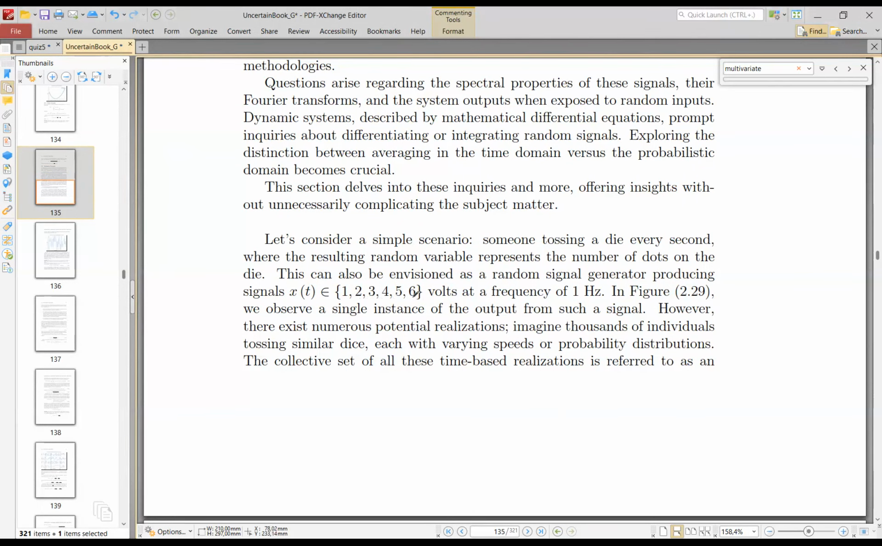So actually I just take this example as if you throw the dice. When you throw the dice, you can get from 1 point up to 6 points. So now we assume that we have this signal, and this signal generates from 1 to 6 volts, with a frequency of 1 hertz. What is the meaning of frequency 1 hertz? It means that every second it will jump randomly to one of these levels of voltage.